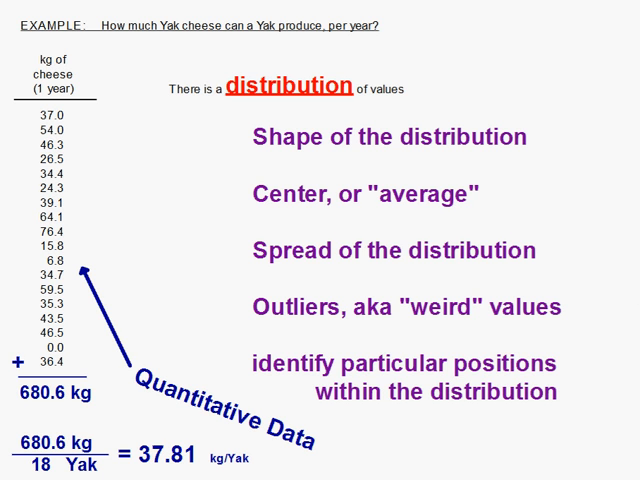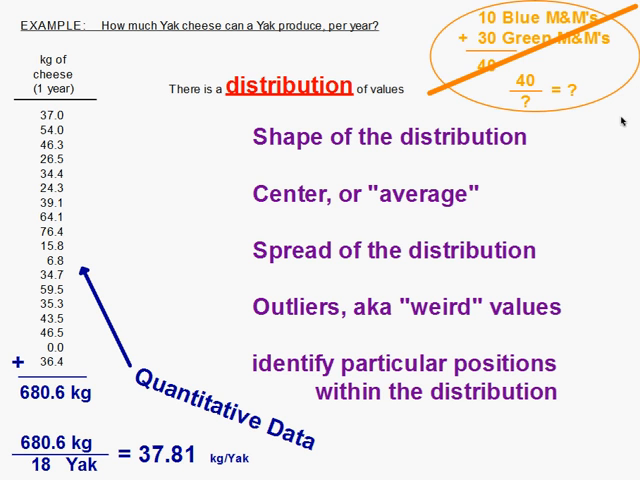Now, if it's not quantitative data, what is it? Well, we can have a little example here about M&Ms, right? We have 10 blue M&Ms, 30 green M&Ms, which we could try to do the same kind of thing. We add them to be 40, and we could divide by, I have no idea what. Can we really average color, blue and green? It just doesn't make sense because, of course, this is not quantitative, it's categorical.